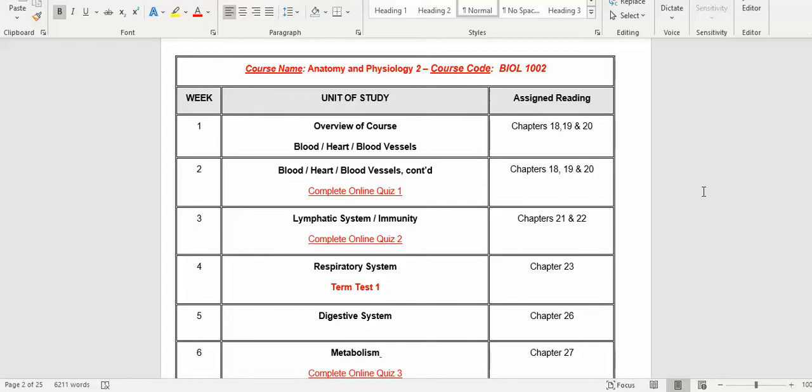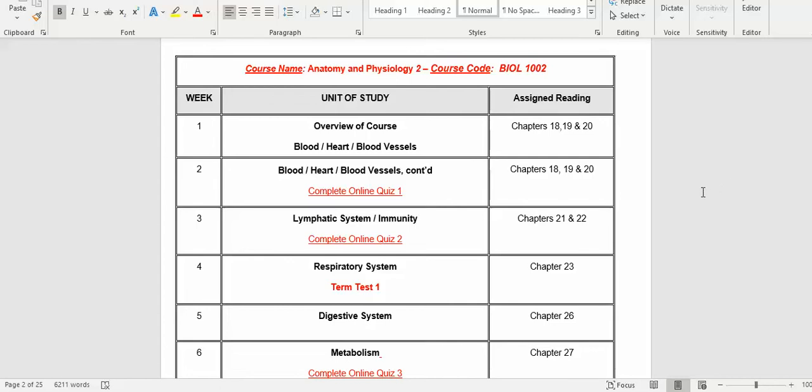So quiz 1 will be on cardiovascular. Quiz 2 will be on lymphatic and immunity, which is in week 3. That's chapters 21 and 22. In week 4, the videos to watch will be on the respiratory system. But on that Tuesday, we will be having term test 1. Right now, it looks like it will be on cardiovascular, lymphatic, and immunity, the same things that quizzes 1 and 2 will cover. Quiz 2 will actually be available until the night before term test 1.